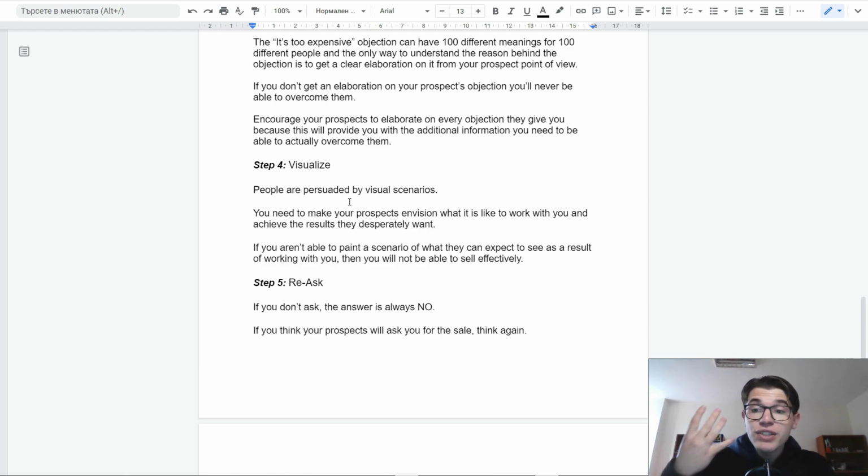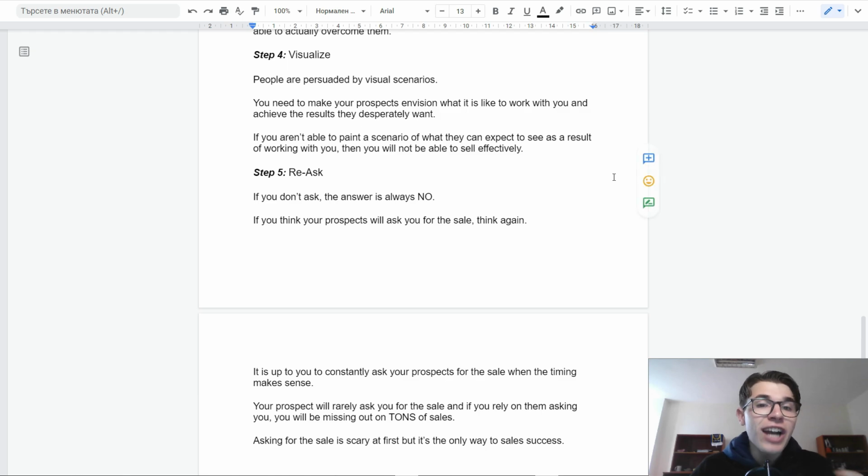And when you complete these 4 steps, you want to go to the last step, which is step 5. Re-ask. If you don't ask, the answer is always no. If you think your prospect will ask you for the sale, think again. It is up to you to constantly ask your prospects for the sale when the timing makes sense.